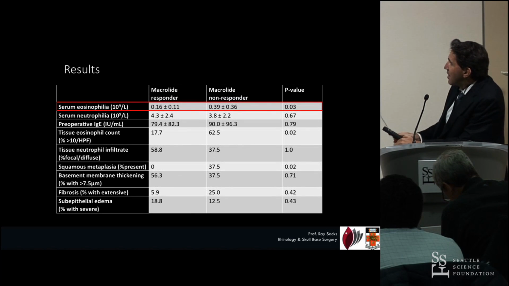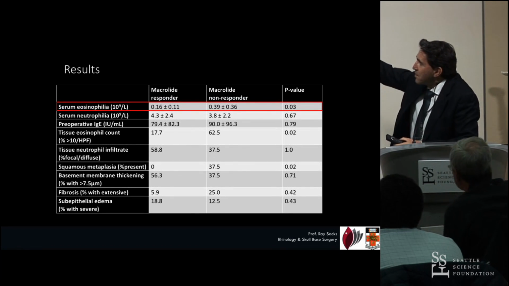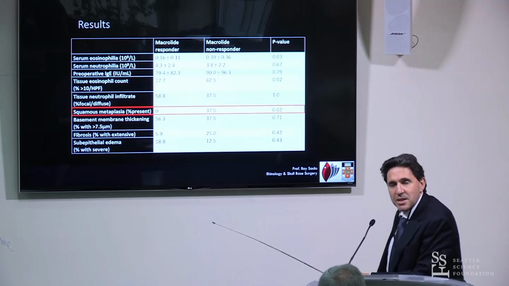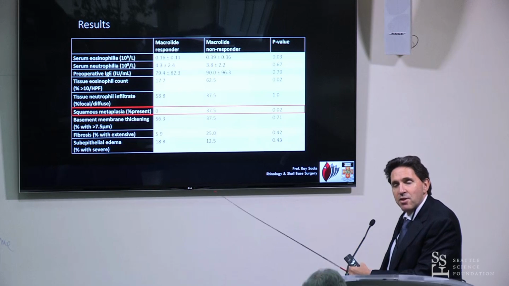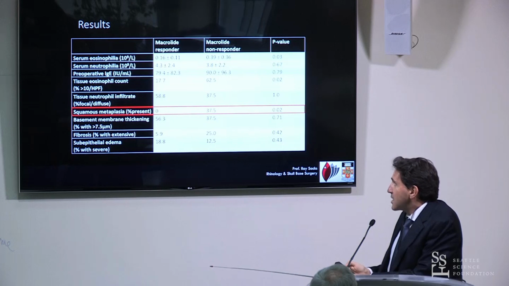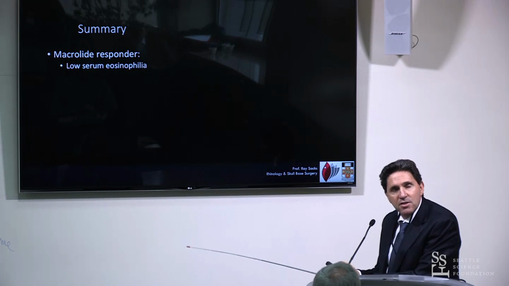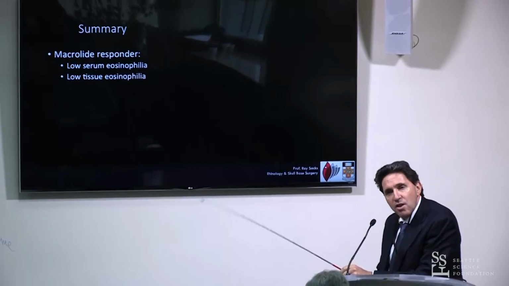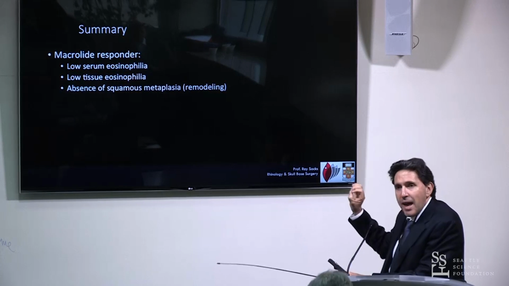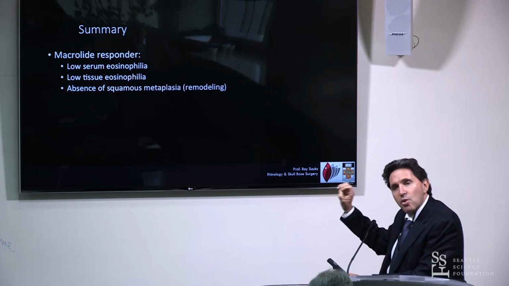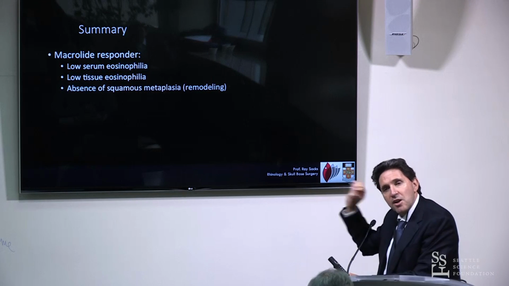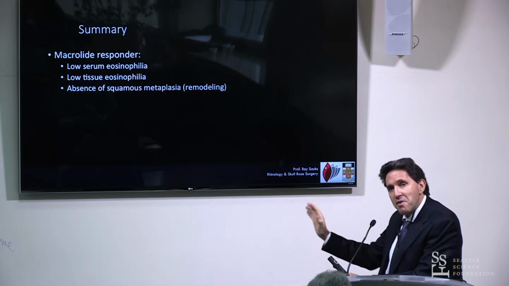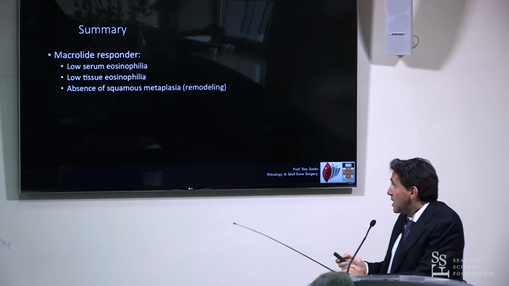And what we basically found was 3 different factors: serum eosinophilia, tissue eosinophilia, and squamous metaplasia were statistically different in the macrolide responders compared to the non-macrolide responders. And so we actually concluded that you can define your macrolide responder. The patient who's got a low serum eosinophil, the patient who's got a low tissue eosinophil, and the patient who has absence of squamous metaplasia. Those are the ones that you should put onto macrolides, and you're going to get a really, really good result. And this has been borne out now since our study in clinical practice. We get very, very good results with macrolide therapy in those patients.